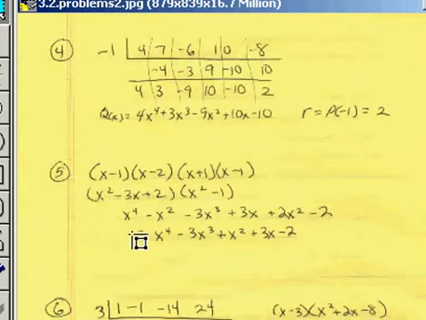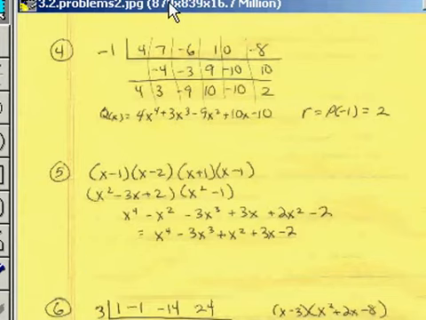I combine some like terms. We have the 1x to the 4th, minus 3x to the 3rd. We have minus x squared plus 2x squared, that'll be plus 1x squared, and then 3x minus 2. So the simplified answer that we want is x to the 4th minus 3x to the 3rd plus x squared plus 3x minus 2.